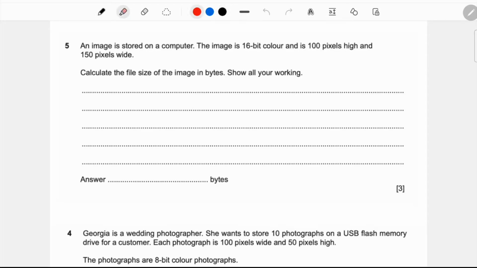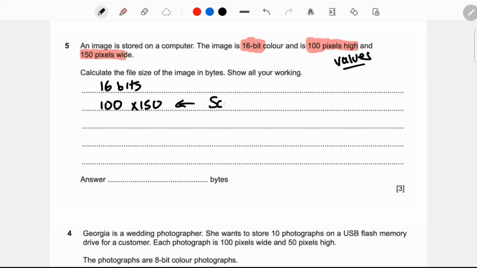Okay, so an image is stored on a computer and the image is 16-bit and it is 100 pixels high and 150 pixels wide. So the key information you need to know is the values. Nothing about the theory, the values. So first of all, we're being told that this is 16-bit. We're told that it is 100 pixels by 150 pixels. Now what this simply means, this is the screen or image resolution in this case. This is the image resolution.